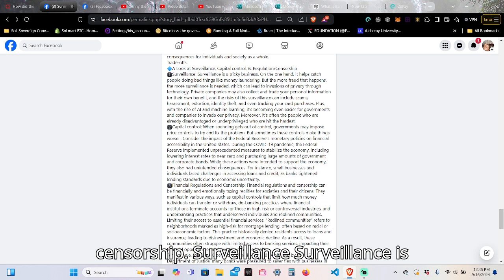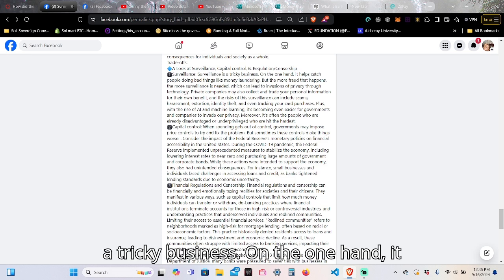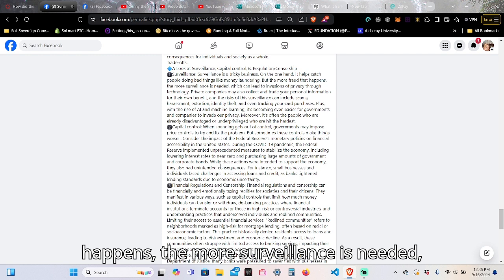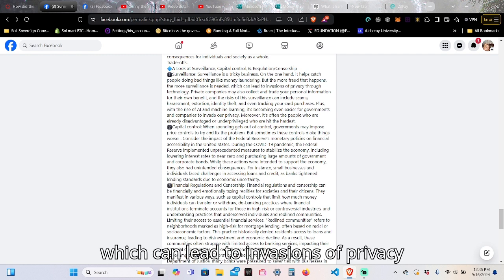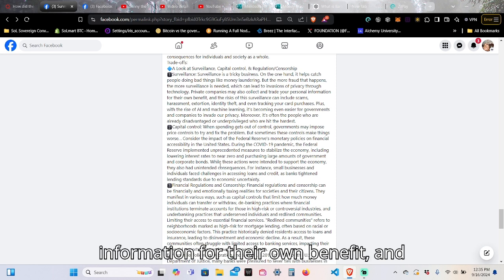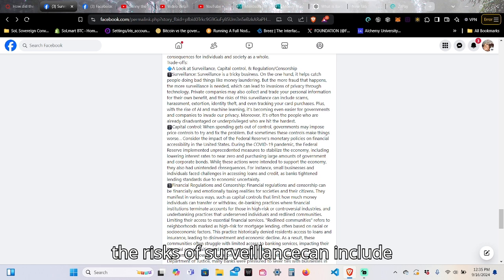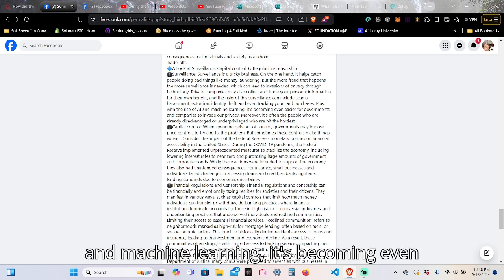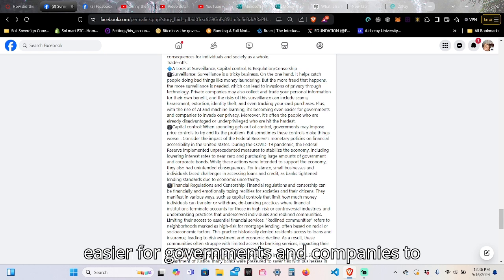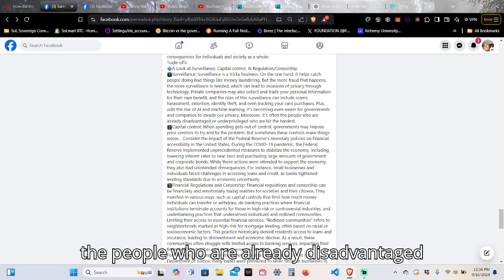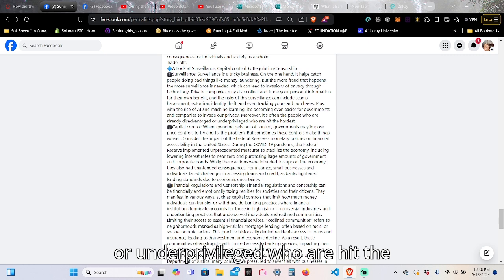Surveillance. Surveillance is a tricky business. On the one hand, it helps catch people doing bad things like money laundering, but the more fraud that happens, the more surveillance needed, which can lead to invasions of privacy through technology. Private companies may also collect and trade your personal information for their own benefit, and the risks of surveillance can include scams, harassment, extortion, identity theft, and even tracking your car purchases. Plus, with the rise of AI and machine learning, it's becoming even easier for governments and companies to invade our privacy. Moreover, it's often the people who are already disadvantaged or underprivileged who are hit the hardest.